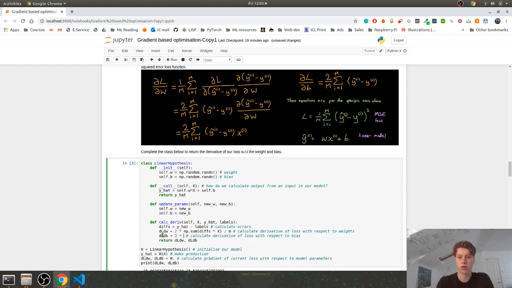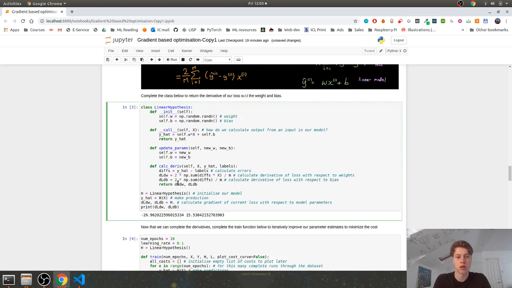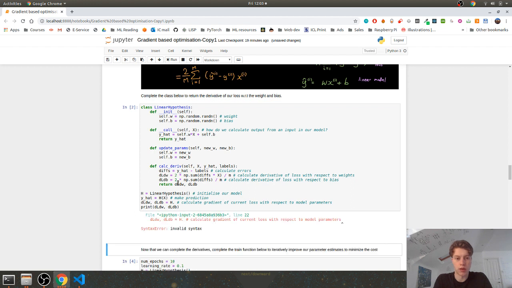And similarly, just writing down this equation here, the rate of change of the loss with respect to the bias is 2 times np.sum. So that np is numpy, as usual. np.sum of the diffs divided by the number of examples that we have, the number of different x's that we produce that loss from, that we evaluated our model on. Okay, so we should be able to run that, and then we're going to actually call that method.